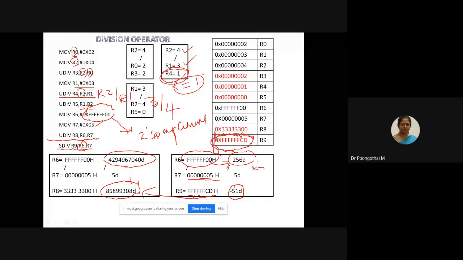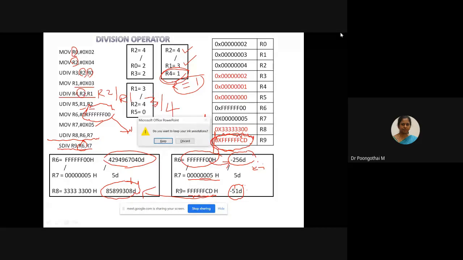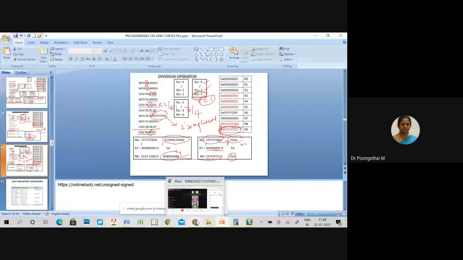Is that clear? So the division instruction supports both signed and unsigned division operations. Your remainder will be discarded. Now I will show you the demonstration of your division operators.